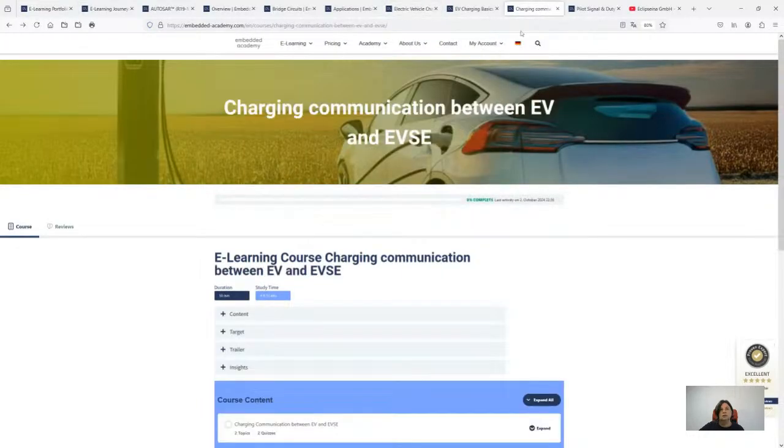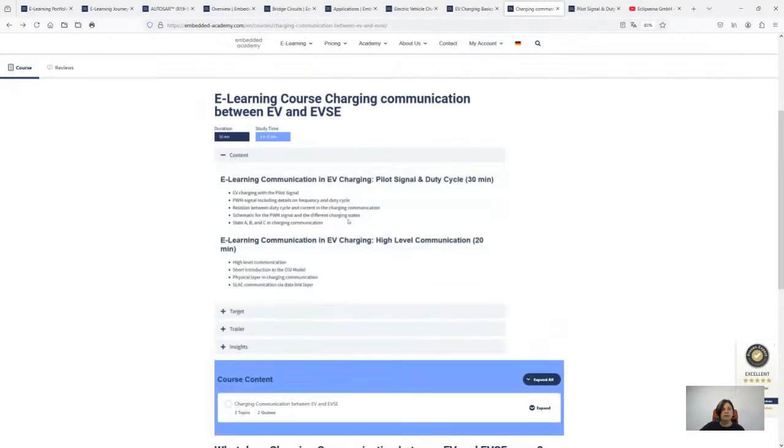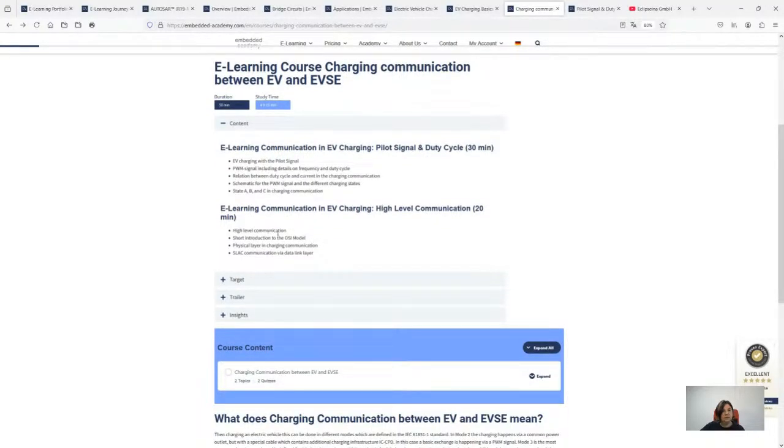Oh, this is this one, charging communication between EV and EVSE. The content is concerning the so-called low-level communication, pilot signal, and duty cycle, with the details about frequency and duty cycle you need to know about the low-level communication, the relation between duty cycle and the current, the schematic for the PWM signal and different charging states, and state A, B, and C in charging communication. And then there is the high-level communication with general high-level communication, a short introduction to the OSI model.